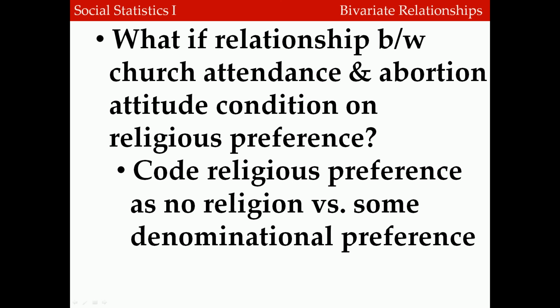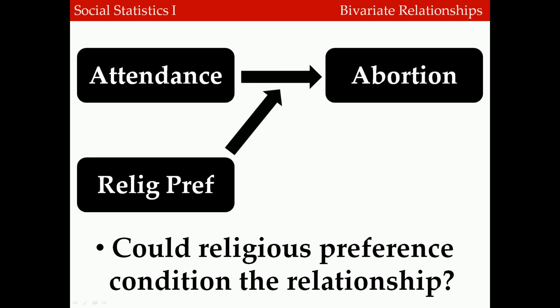Now, what if we thought that there was no direct relationship between church attendance and abortion? What if we thought that it was actually something that was conditioned by some other factor, specifically religious preference? So suppose we thought that there was a difference between the effect of attendance on abortion attitude for those who have some kind of religious affiliation versus those who don't. And so here we can write that as a diagram. It's not that attendance directly affects abortion alone, but attendance in conjunction with a particular religious belief or preference is what especially makes that relationship strong for one group but weak for another.